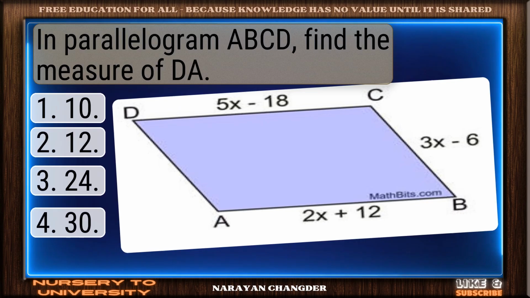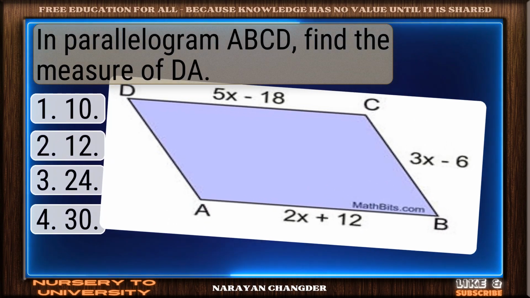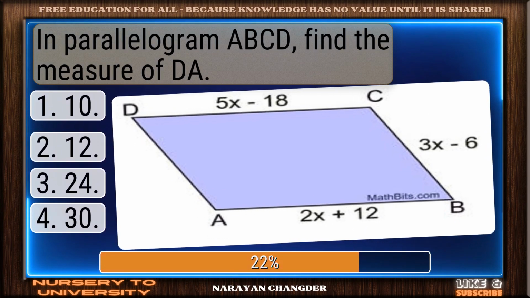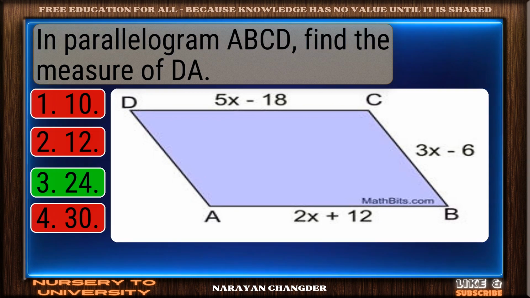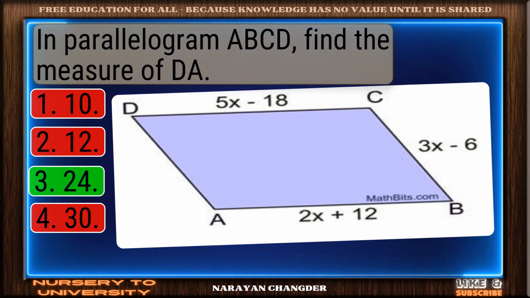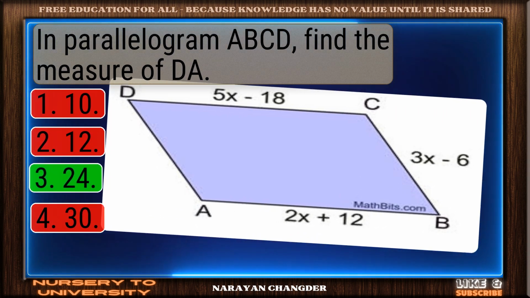Question number 23. In parallelogram ABCD, find the measure of DA. Excellent. 24 is a brilliant choice.